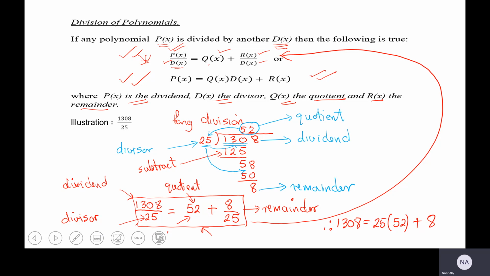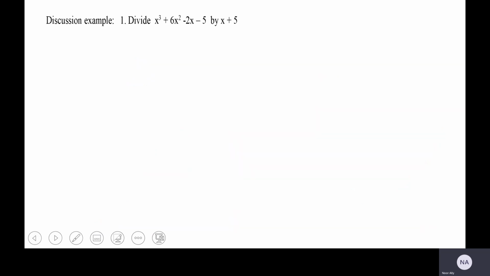So what process am I talking about? Look at this example that we are going to discuss. Divide x cubed plus 6x squared minus 2x minus 5 by x plus 5. And we are going to do this by polynomial long division.